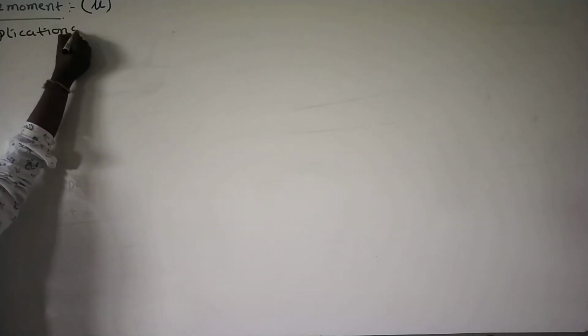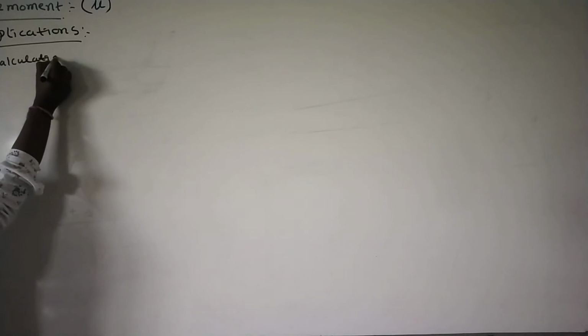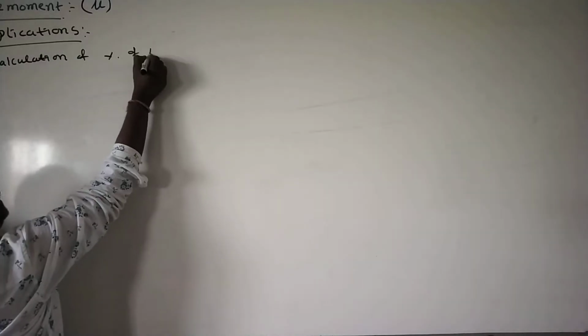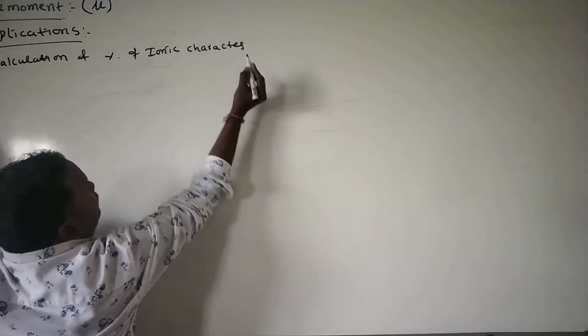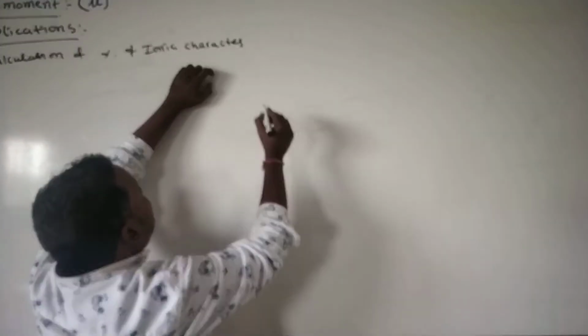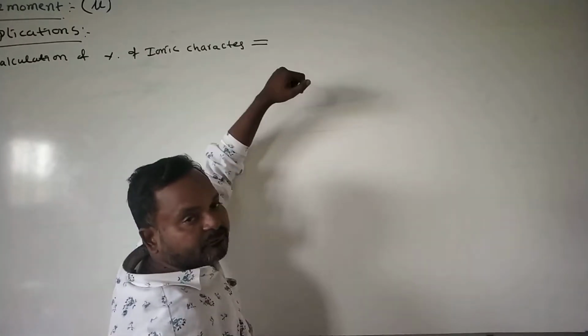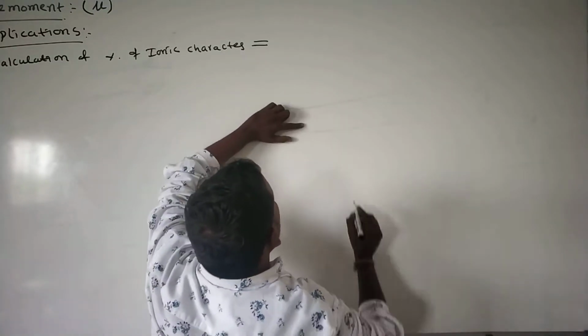Next, see the applications of dipole moment. Dipole moment is mainly used for calculation of percentage of ionic character. Percentage of ionic character is calculated by using one principle. See this principle here.